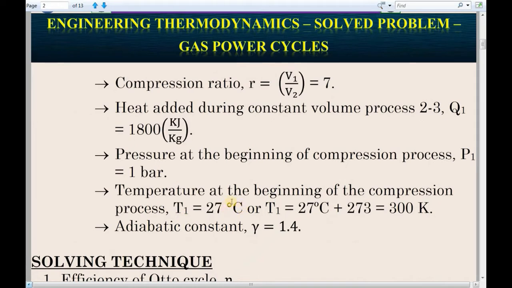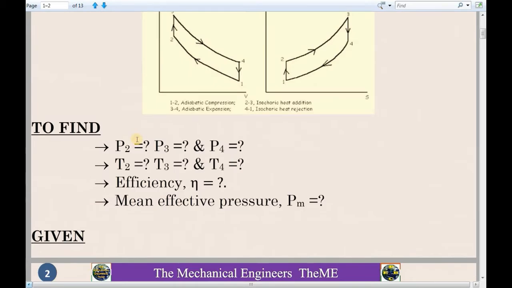Here T1 is in degrees Celsius. We will convert it to Kelvin. For that, just add 273 to this value. We get T1 is equal to 27 degrees Celsius plus 273, which is 300 Kelvin. So T1 value is 300 Kelvin. Fifth, adiabatic constant is 1.4 and it is taken as gamma. This 1.4 is the universal value of adiabatic constant. So by using these 5 conditions, we are going to find the values of P2, P3, P4, T2, T3, T4, efficiency of Otto cycle and mean effective pressure of Otto cycle.